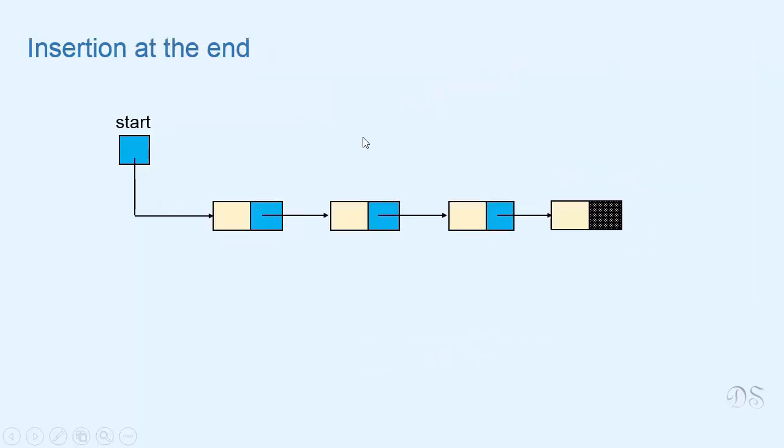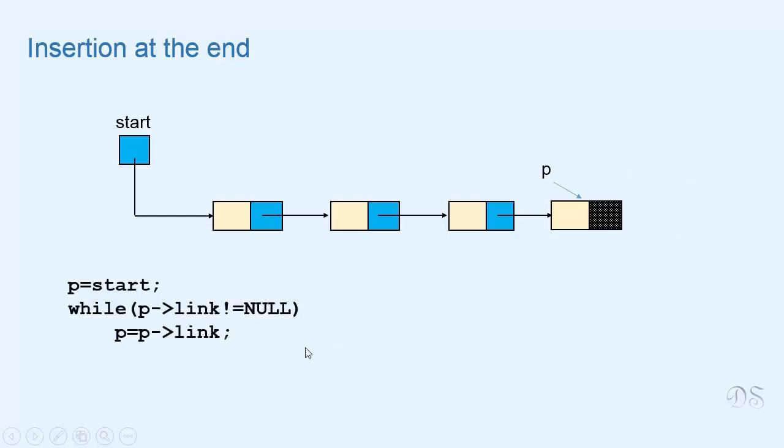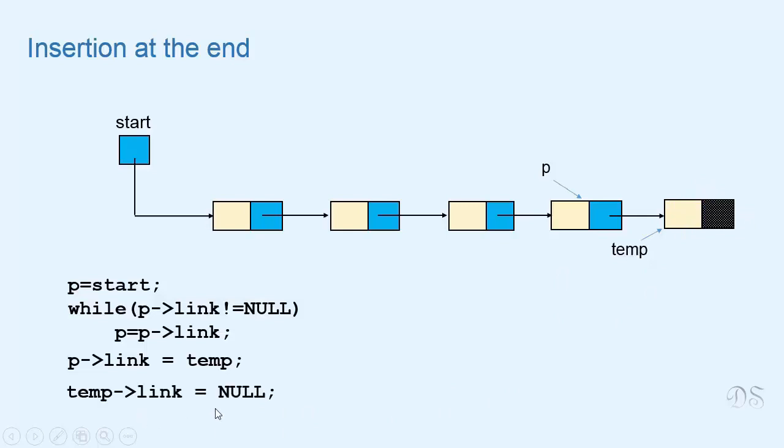Now let's see how we can insert a new node at the end of the list. For this, we need a pointer to the last node of the list. We have already seen how we can find this pointer. So this code gives us a pointer to the last node of the list. After finding this pointer, we allocate this new node. Now link part of this node should point to this node. So we write p link equal to temp. Now this node becomes the last node of the list, so its link part should be null. So we write temp link equal to null.